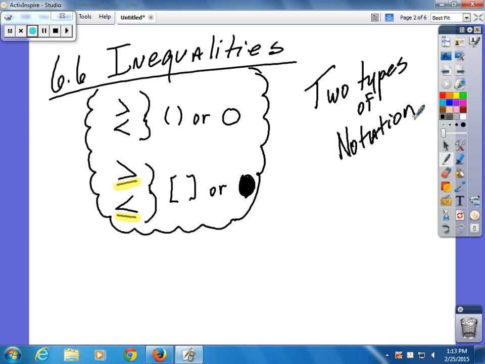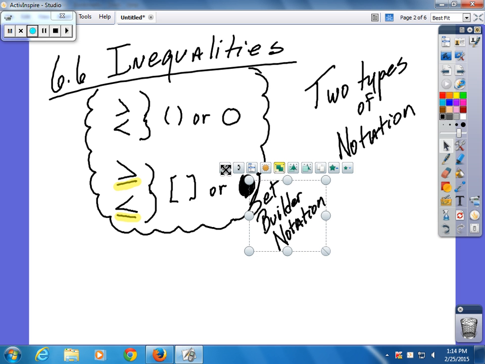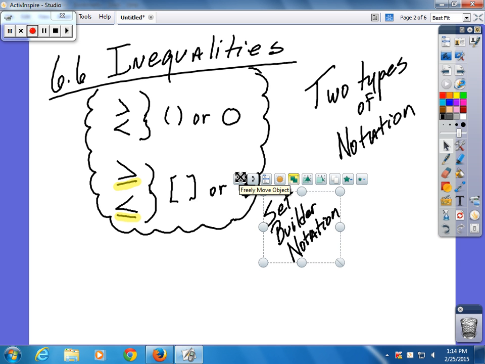There is set builder notation. I'll better write that out. I'm going to put it a little bit simple. Set. And I like to say that set builder notation is really the pinky. Hold your pinky up. Because all you do is you take your answer and you put some braces around it. So it's really not that difficult.